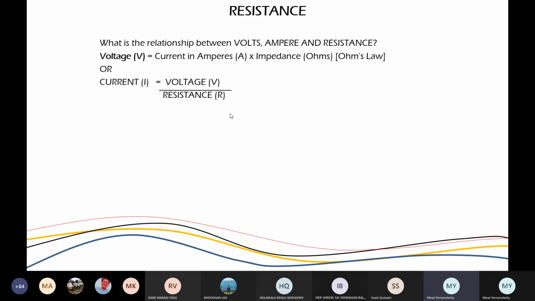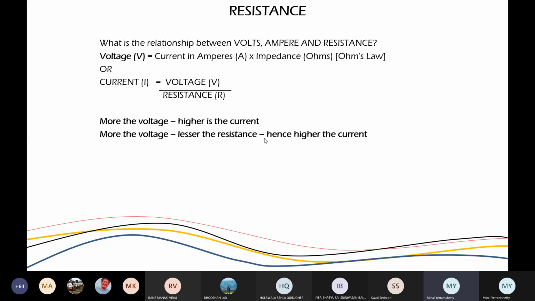More the voltage, higher is the current. More the voltage, lesser the resistance, hence higher the current. समझे आप क्यों? Voltage ज़्यादा है ना? So that means the resistance will be more. यहाँ पे देखो ना. So if I say voltage, you can see from the formula, the inference is from the formula.